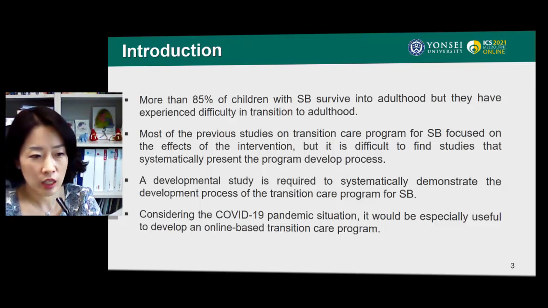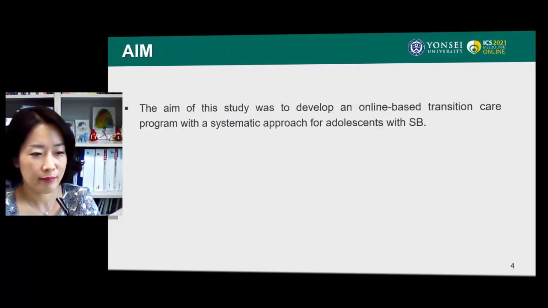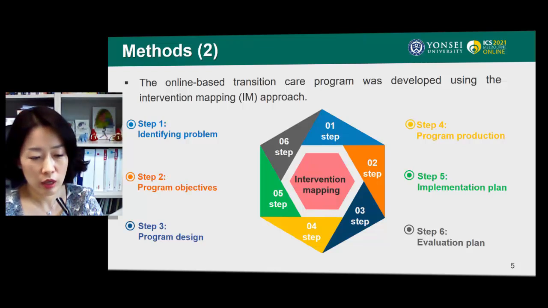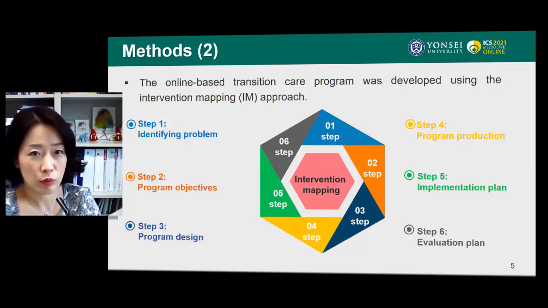Considering the COVID-19 pandemic situation, it would be especially useful to develop an online-based transition care program. This study aimed to develop an online-based transition care program with a systematic approach for adolescents with spina bifida. The online-based transition care program was developed using the intervention mapping approach. Intervention mapping is a systematic approach to developing evidence-based and practice-based programs.